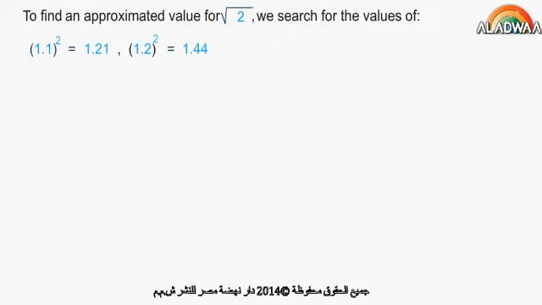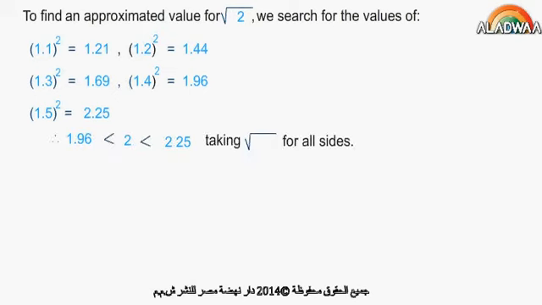To find an approximated value for the square root of 2, we search for the values of 1.1 squared, which is equal to 1.21, 1.2 squared, which is equal to 1.44, 1.3 squared equals 1.69, 1.4 squared equals 1.96, 1.5 squared equals 2.25. Therefore, 1.96 is smaller than 2, which is smaller than 2.25.